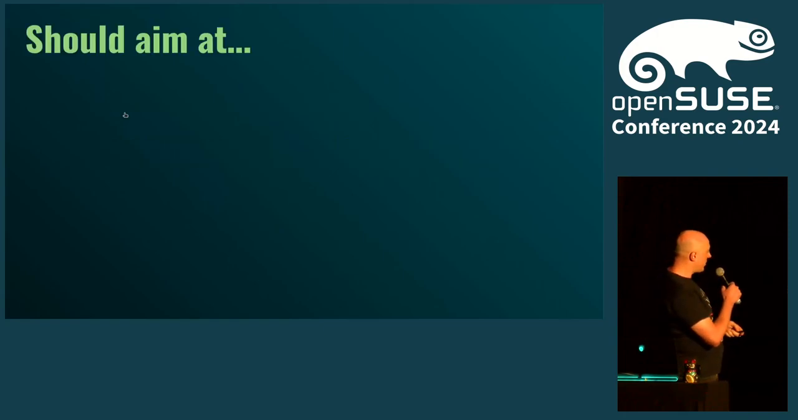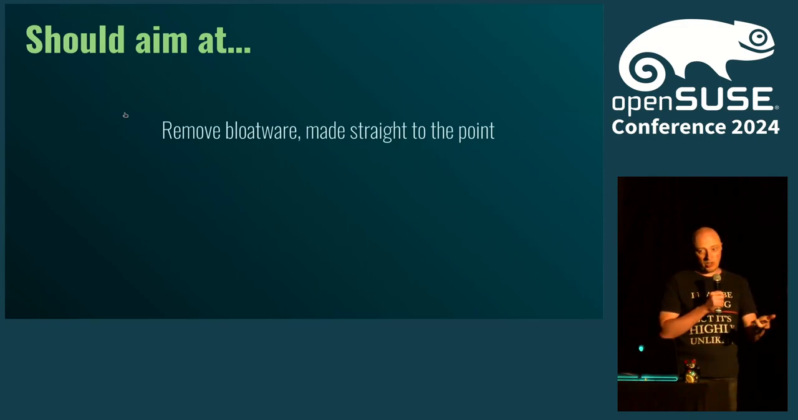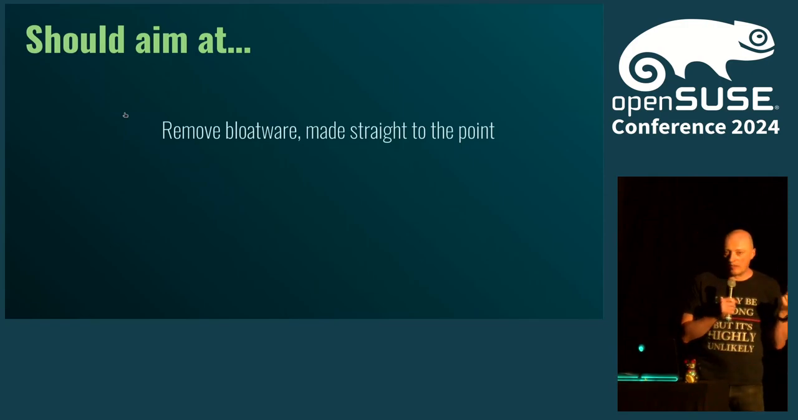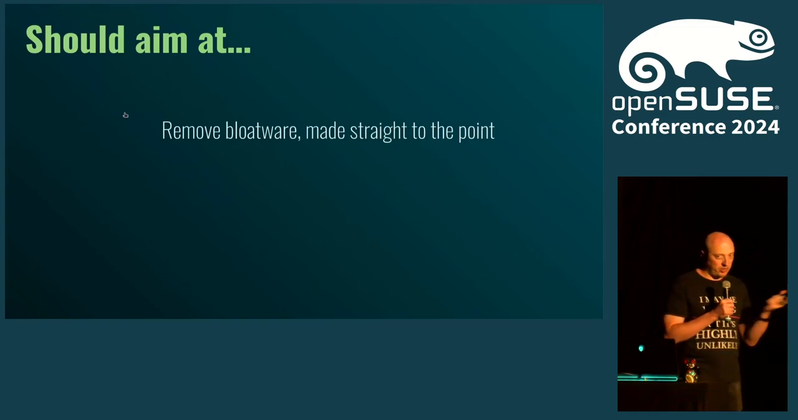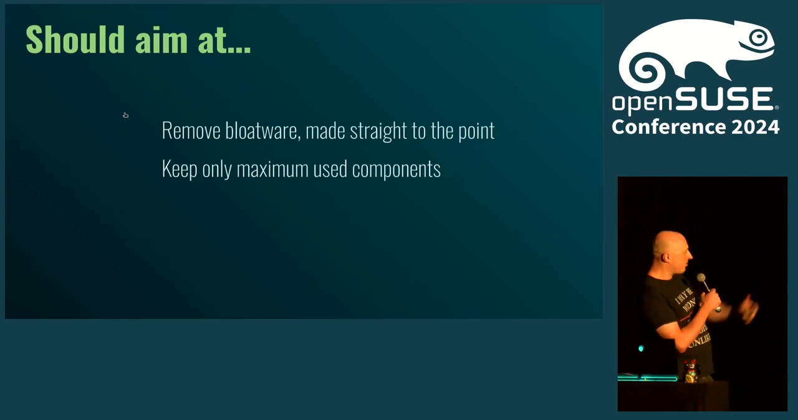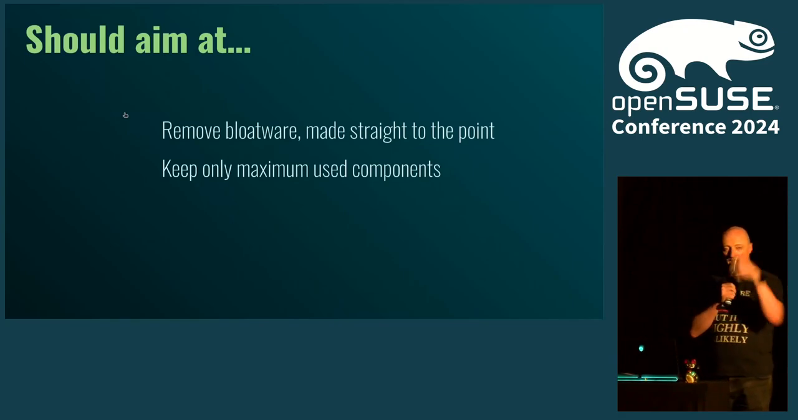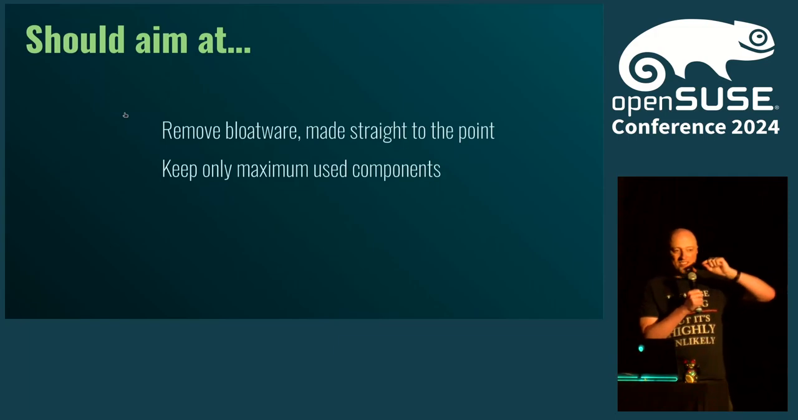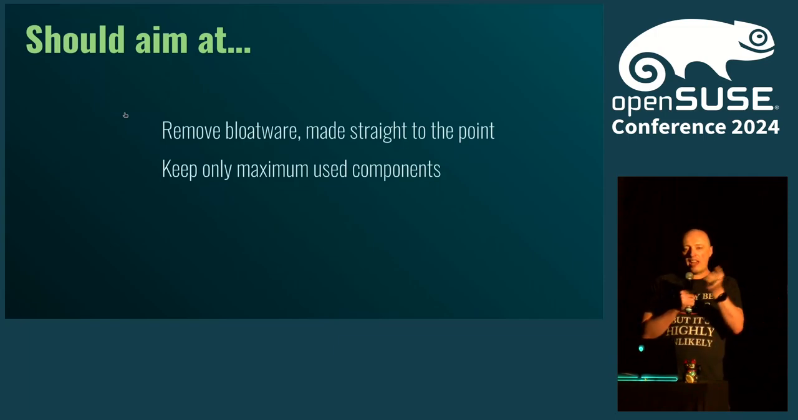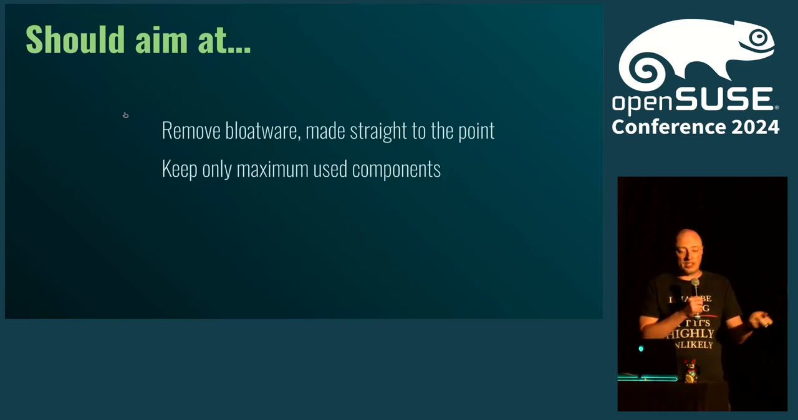So, first of all, I would like to say that you have to remove the bloatware and go straight to the point, right? So you don't really want to have LLMs on your server. I don't think so, maybe you want to, but I don't, sorry. Keep only maximum used components. That's what we do in embedded. If you have a little device like this one, every bit of this is really used. And we say, if you know your system, right, why would you need bin ls? You know your system, so what's the problem there, right?